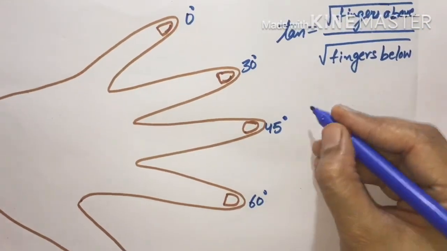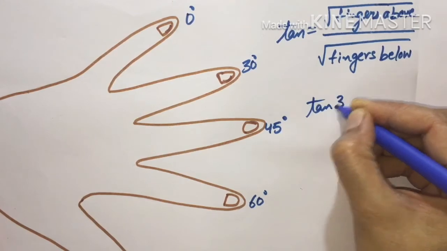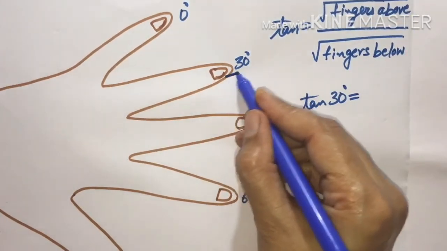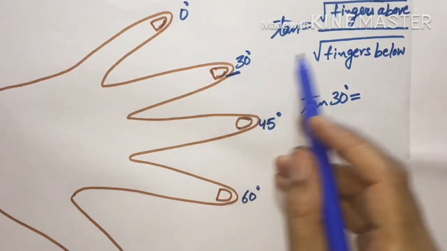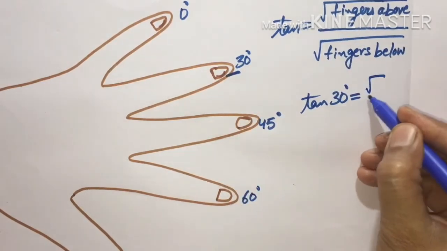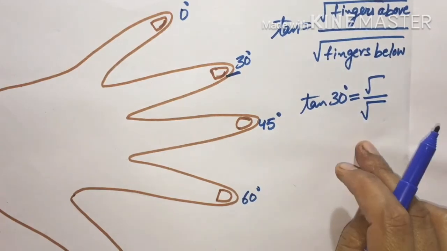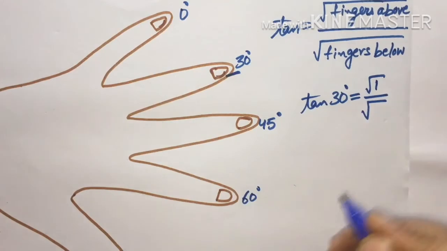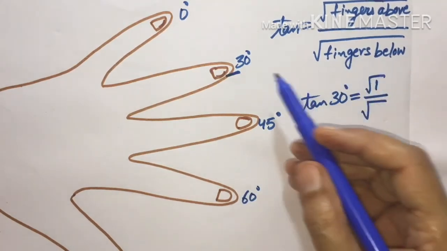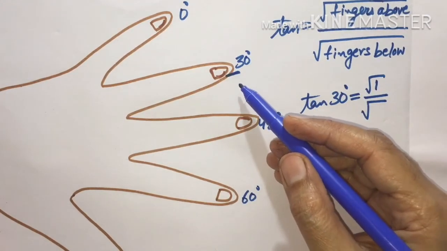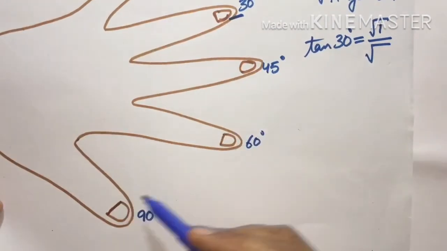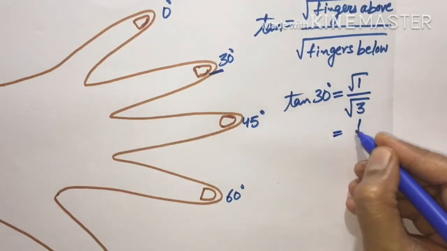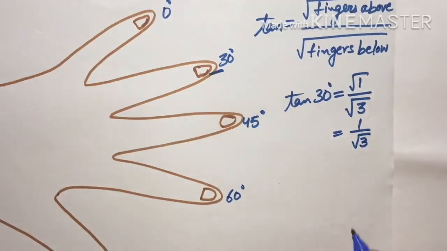If I want to check the value for tangent 30 degree, I will check. This is the tangent 30 degree angle. So fingers above, root of that, and fingers below, root of that. Fingers above, how many fingers are there? Only one finger is there, so I will write 1 here. And fingers below 30 degree, how many fingers are there? 1, 2 and 3. So 3 fingers are there, I will write down 3 here. So it will be 1 upon root 3.